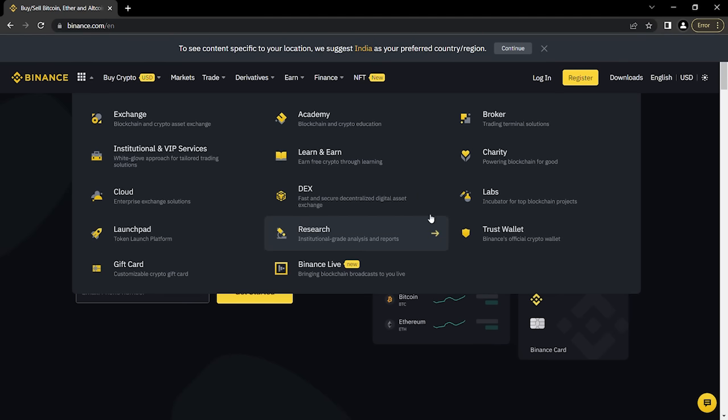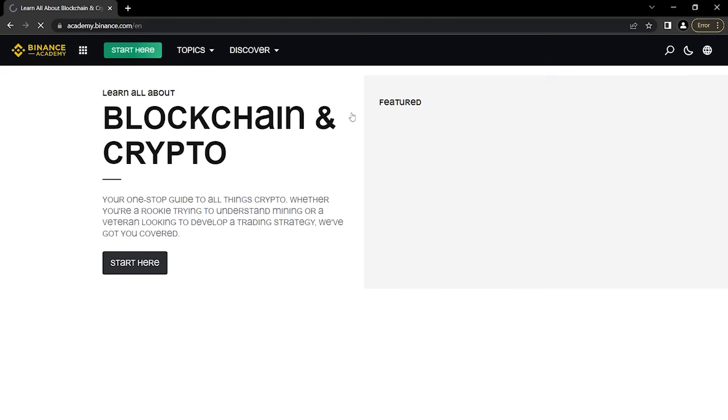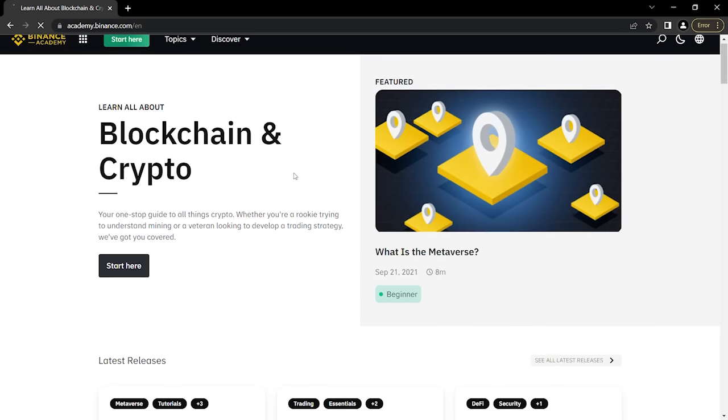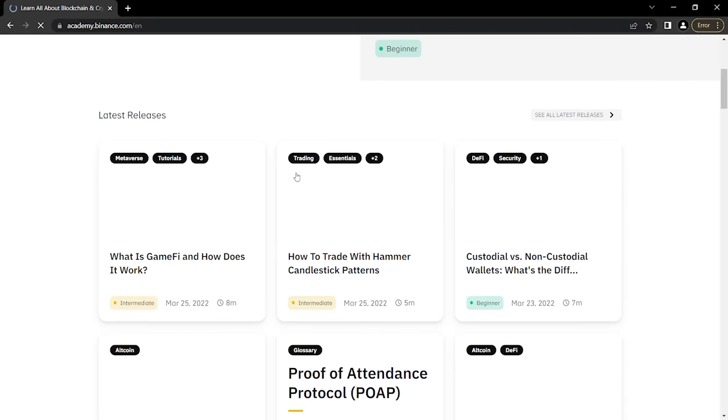Here we can see many options from beginners learning to professional research and institutional grade. Binance Live is a new feature where you can see multiple blockchain broadcast live streams, also replays are available. Many watchlists to watch out for updates. Academy is another great feature for blockchain and crypto education. It is a great feature for beginners to learn new things.